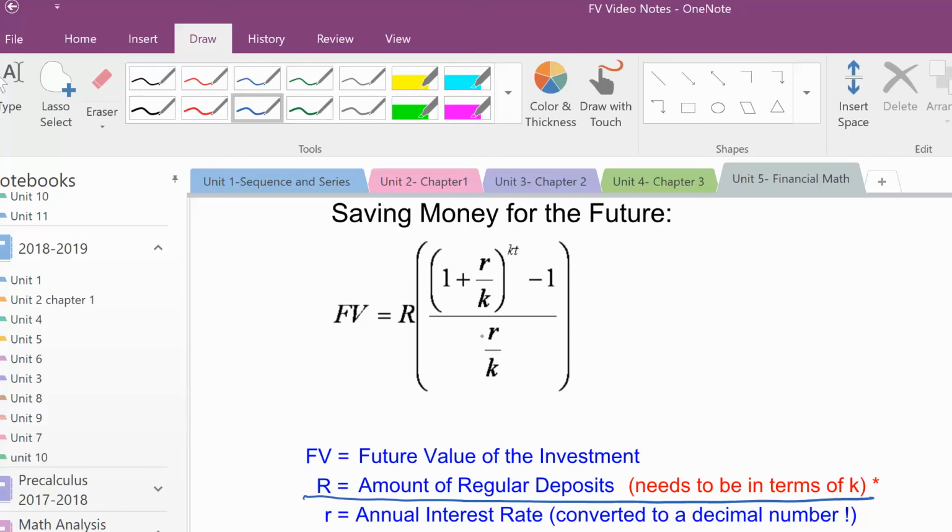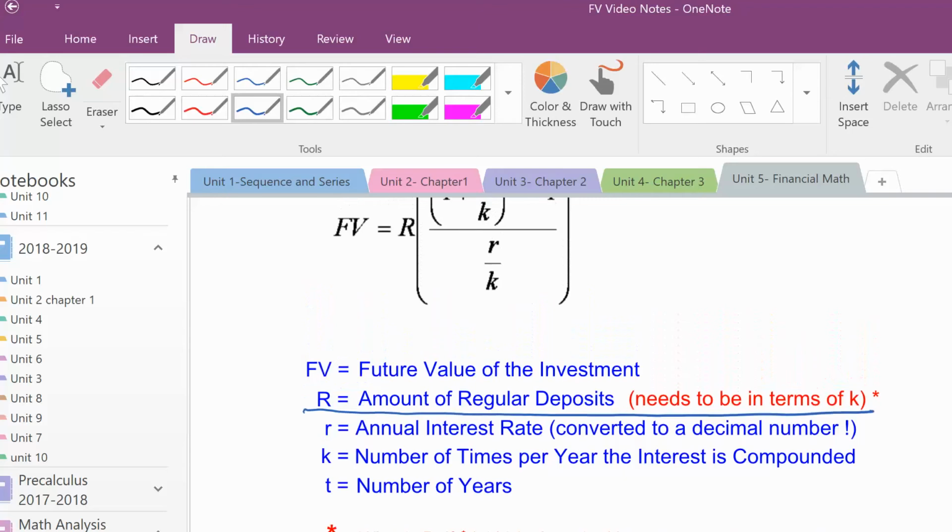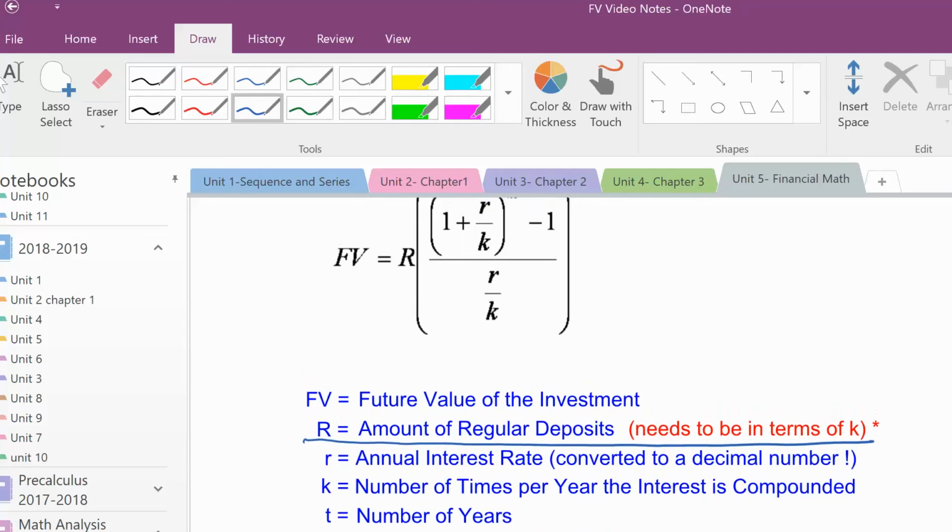The formulas here, FV stands for the future value of the investment. How much are you trying to get? The big R is the regular deposits. The little r is the annual interest rate. The K is the number of compoundings for the interest per year, and T is the number of years.